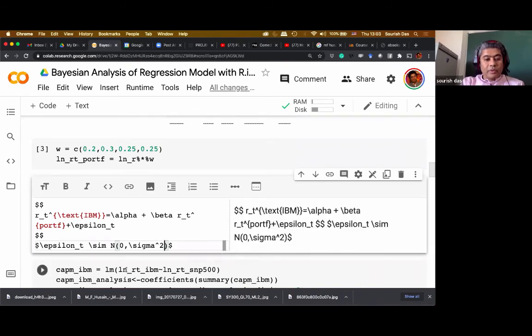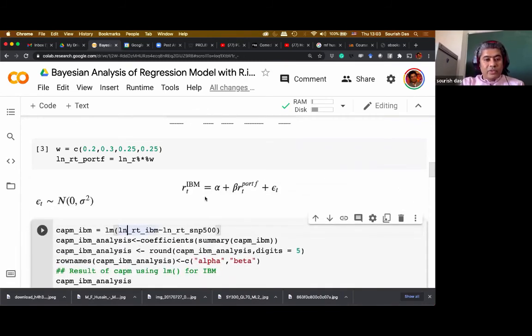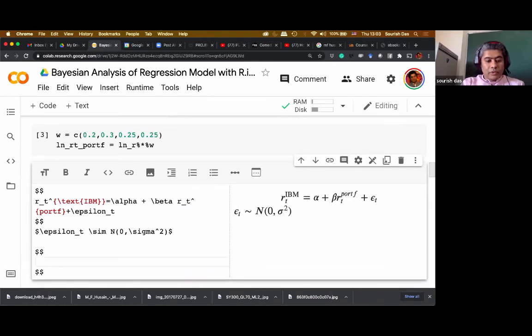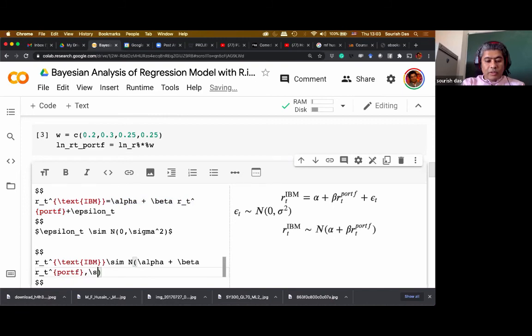Okay. Now, if I do that, effectively it means I can also write RT follows normal with alpha plus beta times this, comma sigma square.